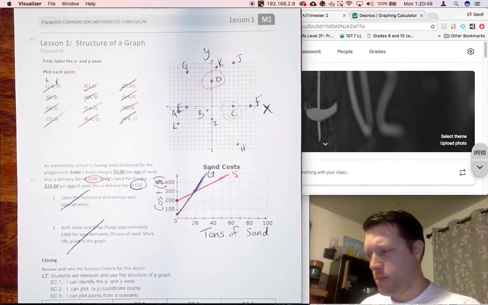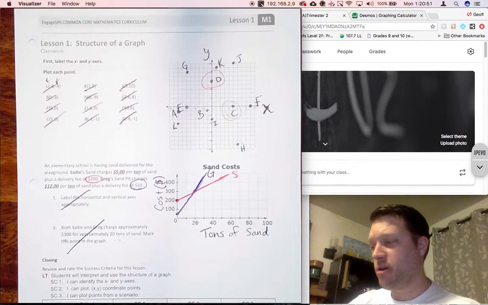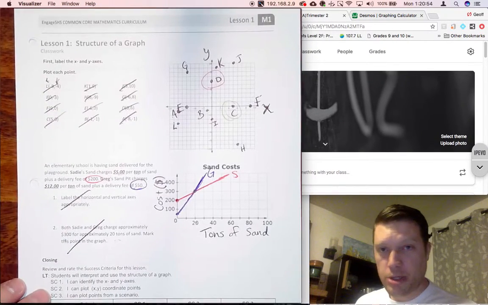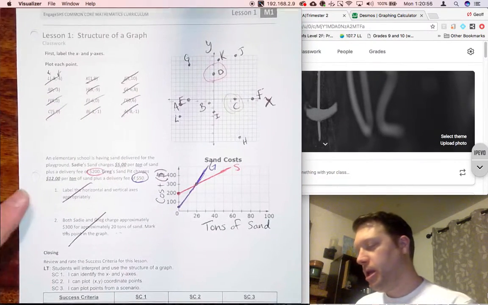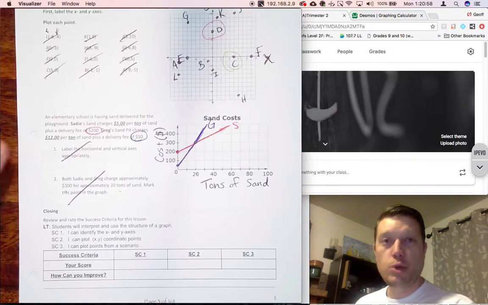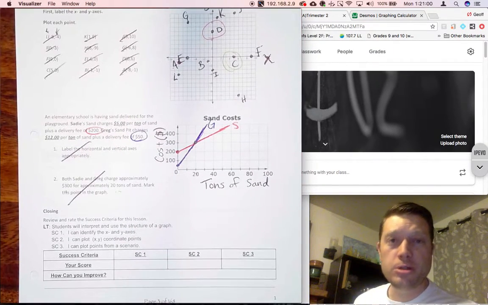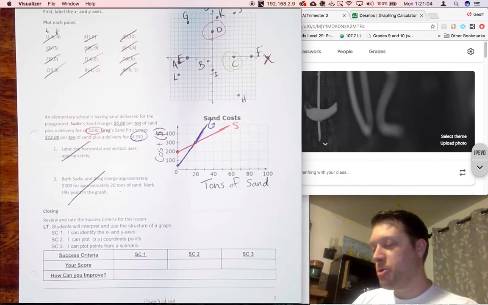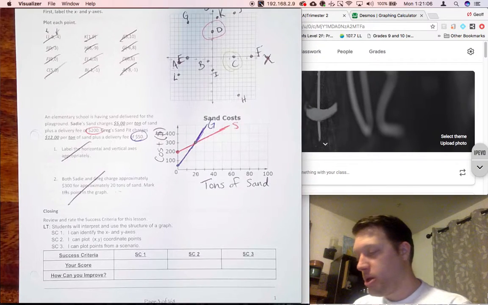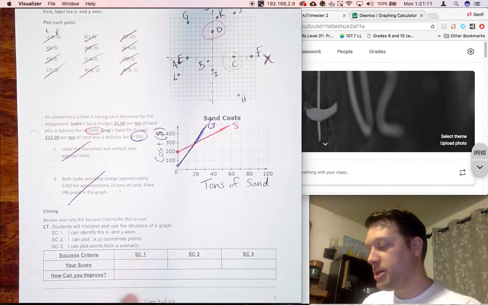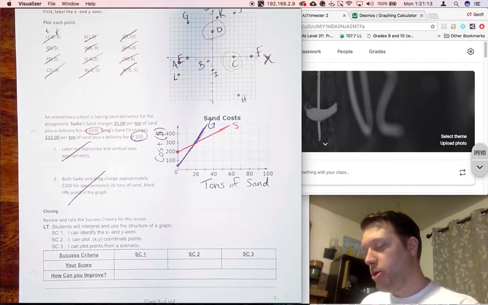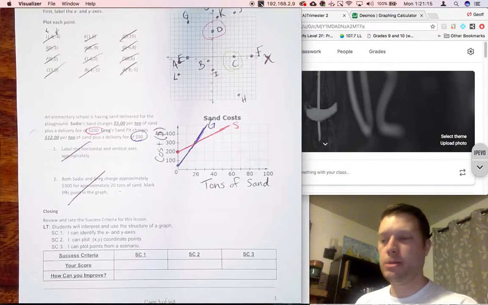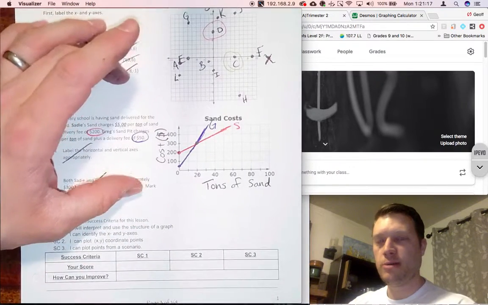Okay, that's lesson 1, the structure of a graph. I'm going to do a little bit more by turning the page and doing the exit ticket, but I want you to reflect on what you already know and understand this is a first lesson of a big module. We want to make sure we lay the foundation. Students will interpret and use the structure of a graph. I can identify the x and y axes. I can plot x and y coordinate points. I can plot points from a scenario. Those are things that you need to be able to do, and the first 2 questions definitely do that.